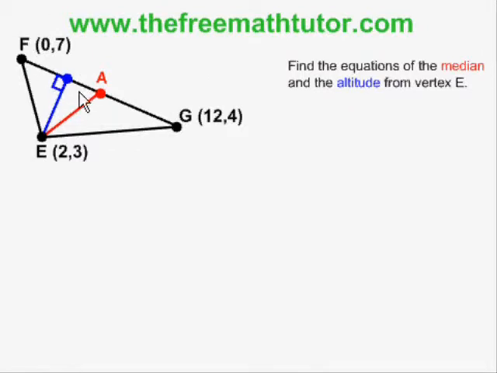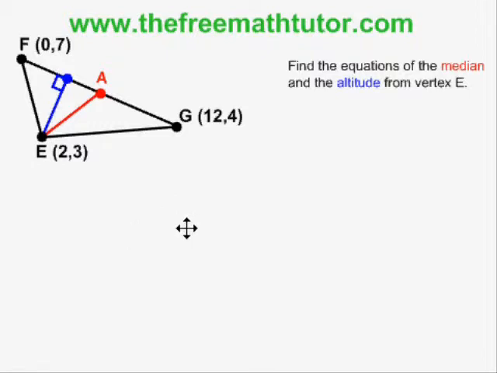Shown here in blue, the altitude is the line drawn from one vertex, creating a right angle with the opposite side in the triangle. An altitude also is known as a height. So if a question asks you for the height, it's the same thing. A median, shown here in red, is a line drawn from a vertex to the midpoint of the opposite side. It is possible for the median and the altitude to be the same, but that will only happen in an isosceles triangle. Let's start by finding our median.